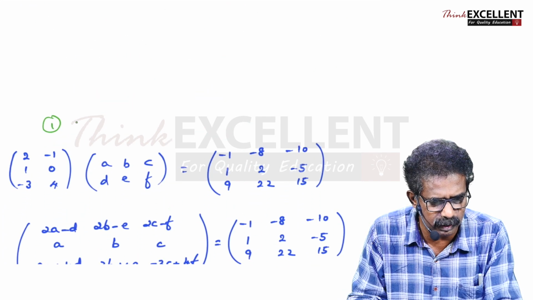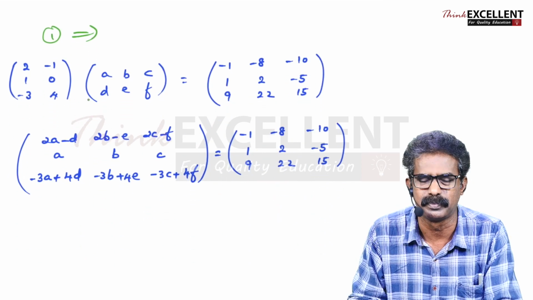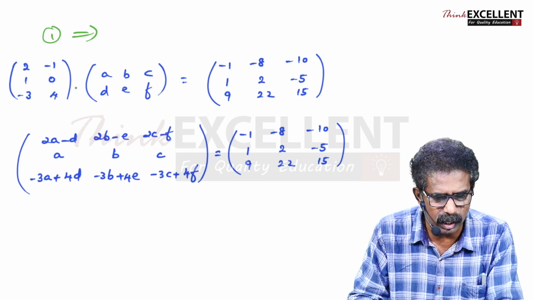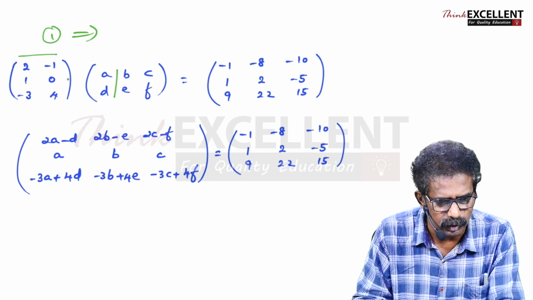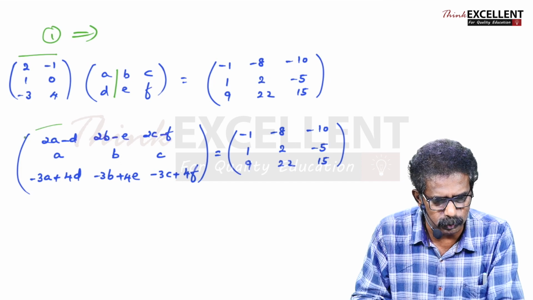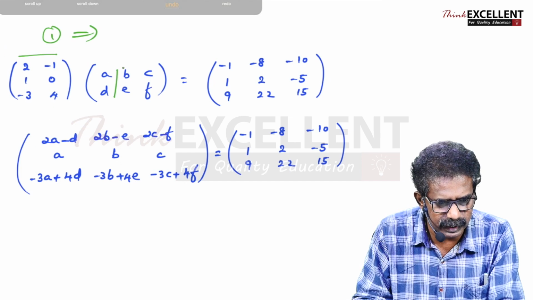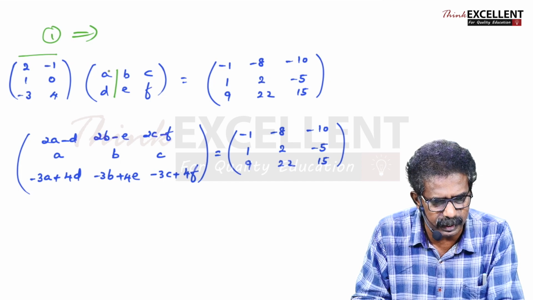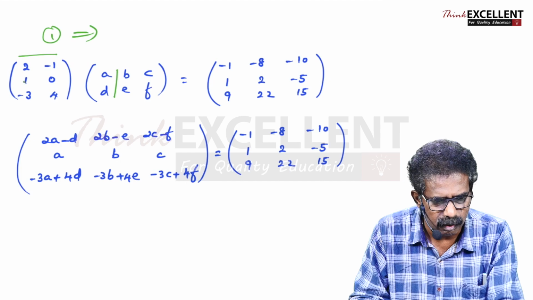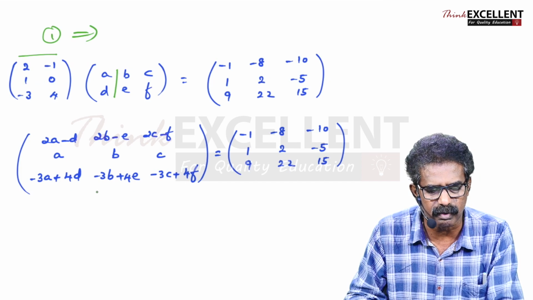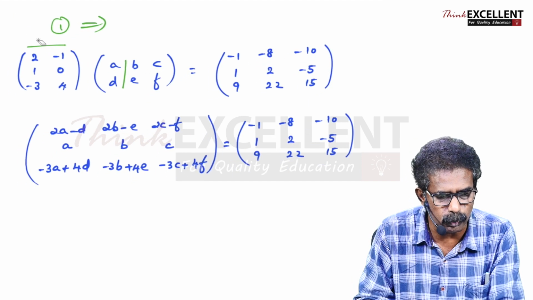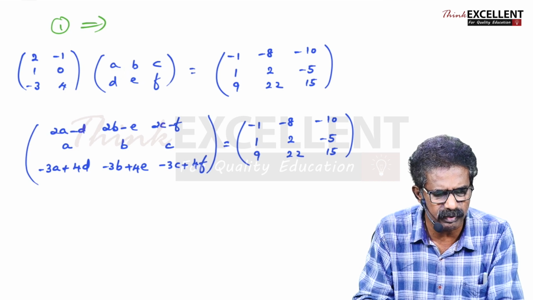When you substitute in the first equation, you get this step. This is a given matrix. This is A transpose, right? This is the answer. Now you know how to multiply. First row, first column: 2A minus D. First row, second column: 2B minus E, like that. Then second row, first column: 1 into A, 0 into D, so A. Second row, second column: 1 into B, 0 into E, so B, and then C. Like that you can find everything, right? Right side, no change. Now, corresponding elements you can equate.